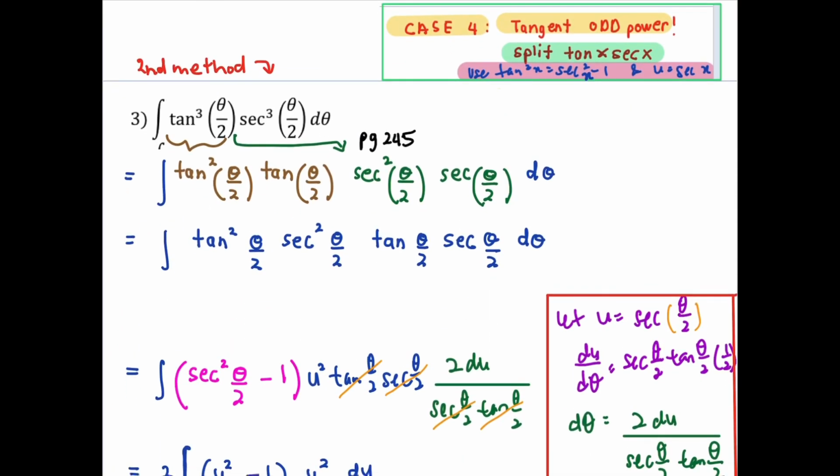Don't forget, if you find this type of case, where tangent is odd, we need to split the power until we get tangent x secant x, like this. And then we need to use the identity. When you have tangent squared x, let's change it to secant squared x minus 1. And don't forget to write let u be your secant x. If you follow this guideline, inshallah, you can find the answer. So that's all for the discussion of case number 1 and number 4.